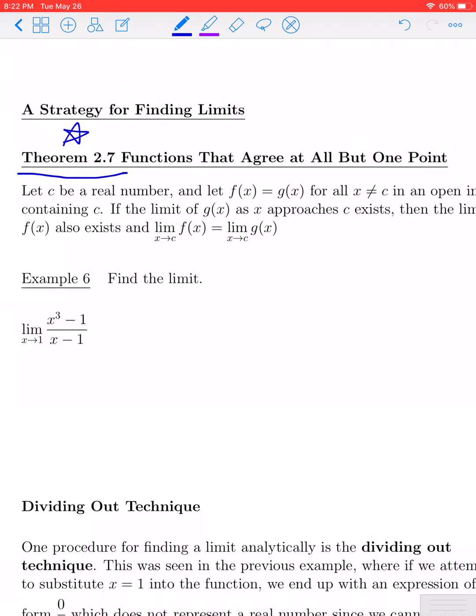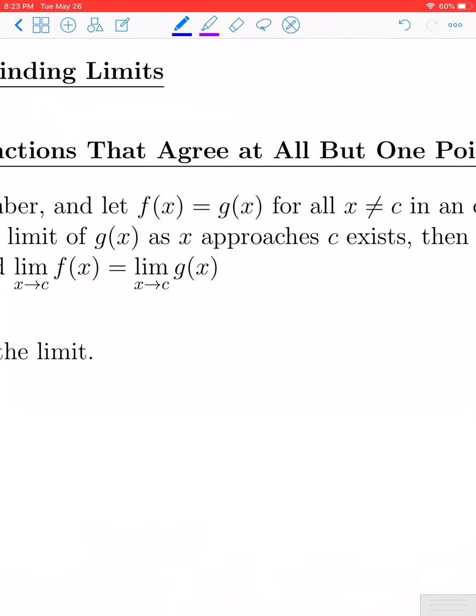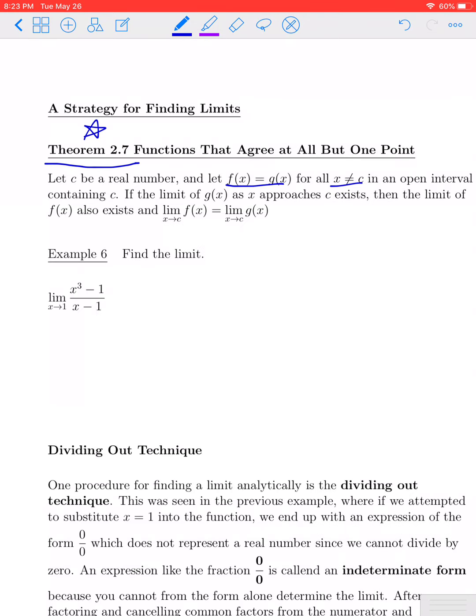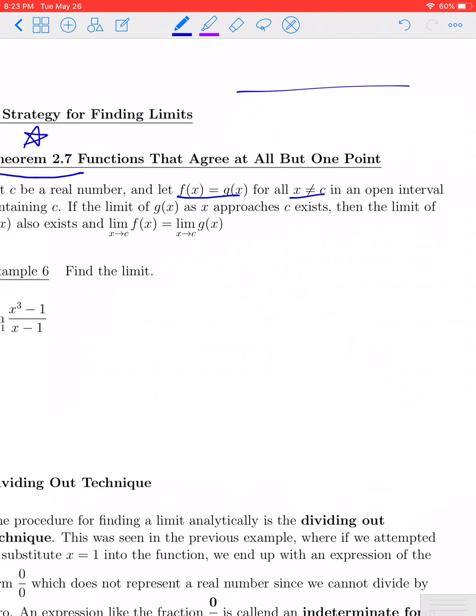Okay. Let's suppose that c is a real number, and let's suppose we have two functions that are equal to each other at all values of x except at possibly x equals c in some open interval containing c. So what that means is, let's suppose we have on the x-axis here c. There exists an open set, an interval, let's call that interval I, such that for all x's inside of this interval, with the exception of possibly at c itself, f and g are equal to each other.